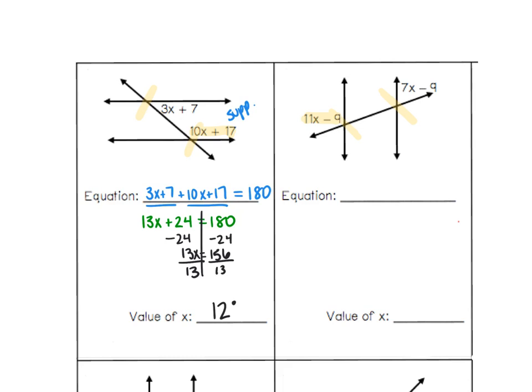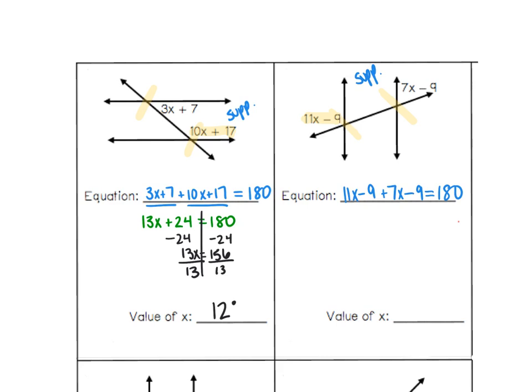So here, a similar example. I have one that's highlighted and one that's not. That means these two would be supplementary to each other. Okay, they are not color-coded the same. So my equation would be the same as last time. I'm going to take those two individual pieces and add them together to equal 180 degrees, because that's the definition of what supplementary means.